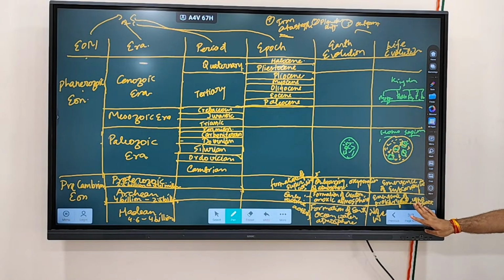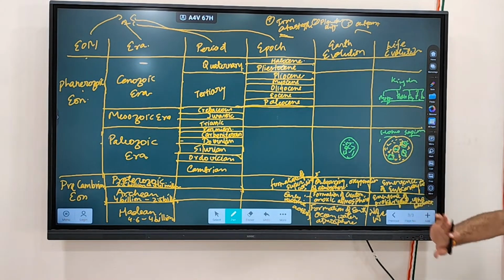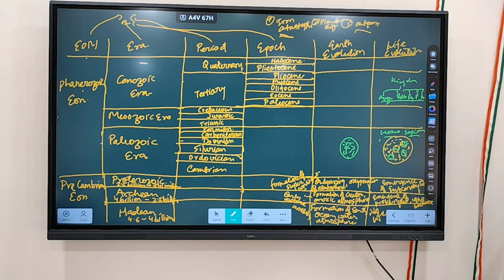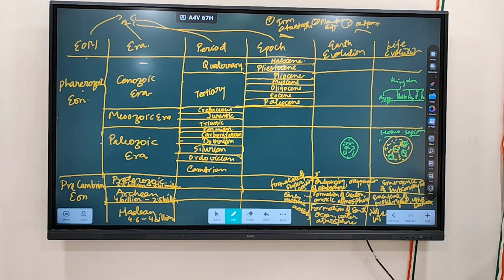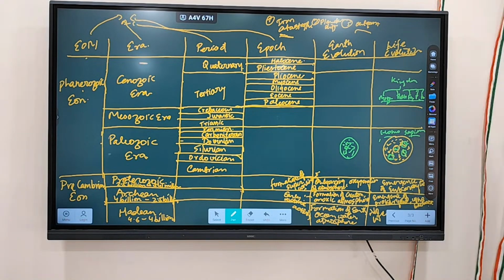For geography, just remember, the emergence of prokaryotes happened in which period? Emergence of prokaryotes happened in the Archean period. Emergence of eukaryotes is happening in which period? It is happening in the Proterozoic period. Prokaryote means the nucleus is not differentiated, cellular organelles are not differentiated.